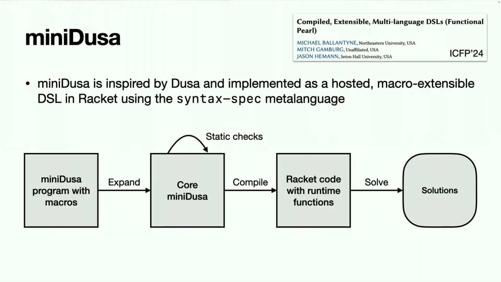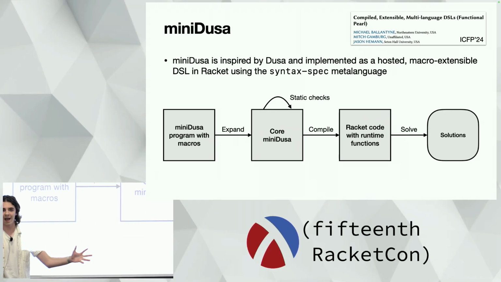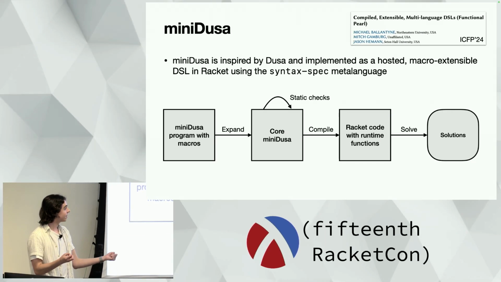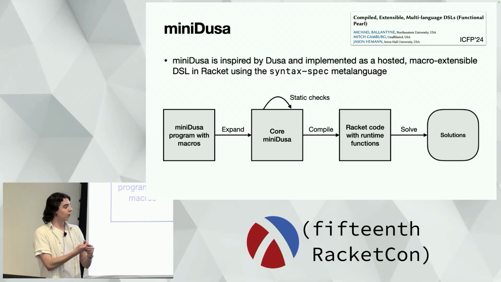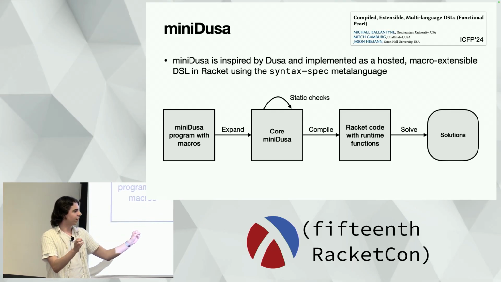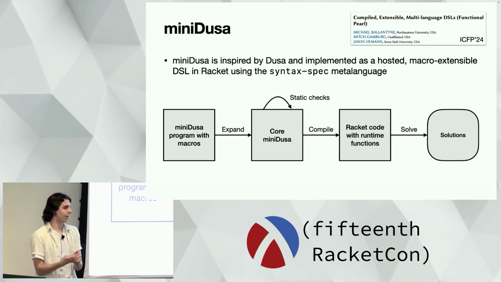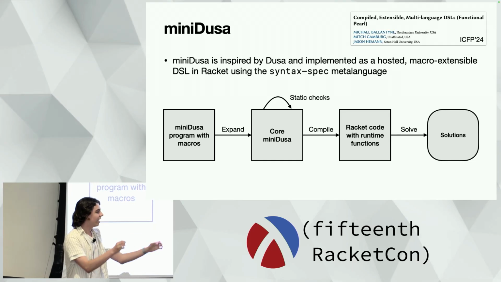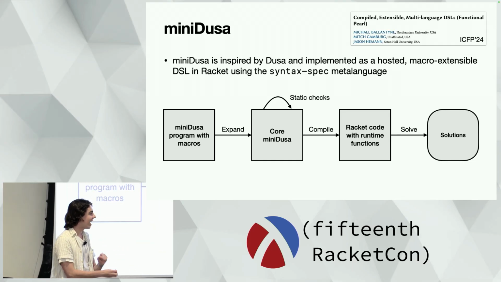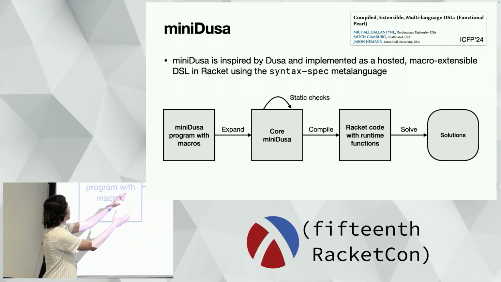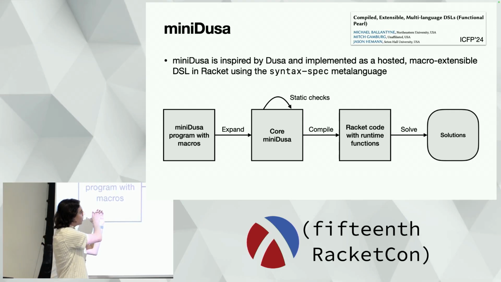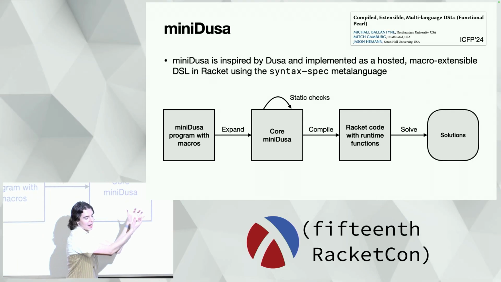We are going to be talking a little bit about what we get out of this architecture and why it's cool that we've embedded this into Racket as a DSL. So let's look at an overview of how this works. As some people here might know, and as Michael will talk about tomorrow, the syntax-spec metalanguage allows us to equip a domain-specific language with a hygienic macro system. So users can write miniDusa macros, not just Racket macros, which then get expanded into this core syntactic form.